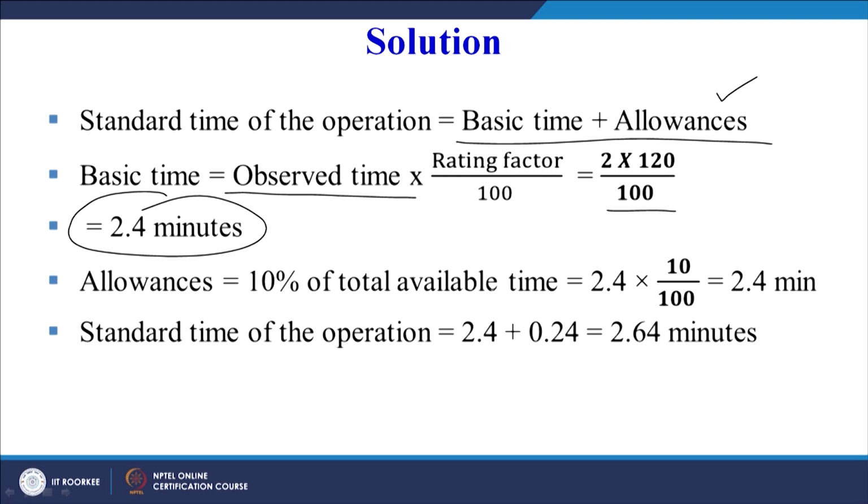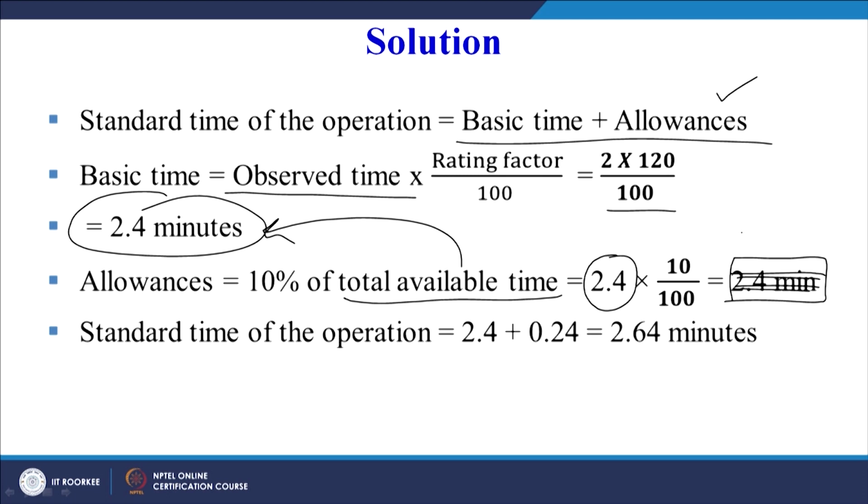Allowances are 10% of the total available time. So the total available time is 2.4 here, the basic time, into 10% of that. So the allowances are 10% of the total available time, and the total available time we have already calculated as 2.4 minutes. So 10% of that we have to calculate. The total available time is 2.4, 10% of that is 10 by 100. Oh, this is not correct. It must be 0.24 minute.